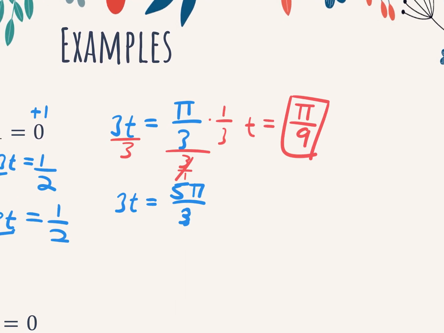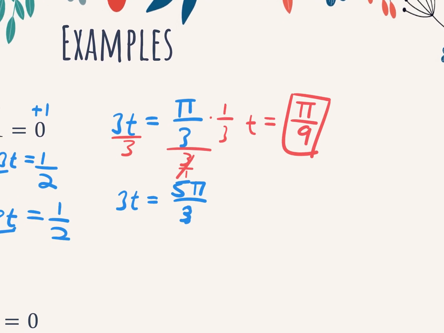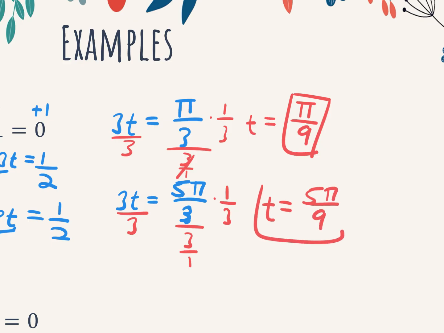All right, let's try the same thing with the next one, right? 5 pi over 3 wasn't our answer. It's 3 times our answer, right? So let's divide everything by 3. Once again, write it over 1. You can keep, change, flip it. And then you get t equals 5 pi over 9. So then that's our other answer.